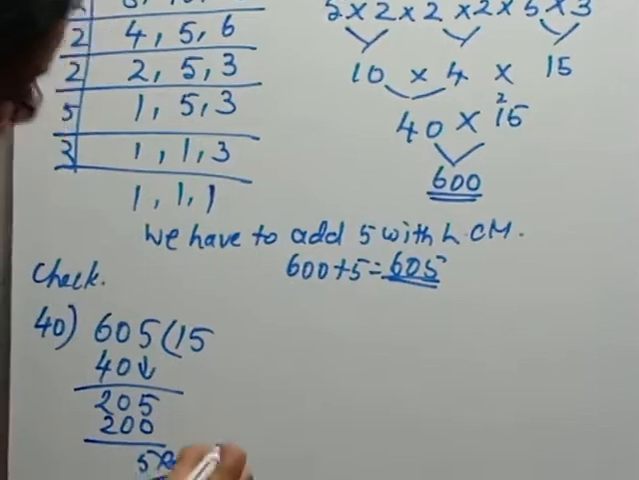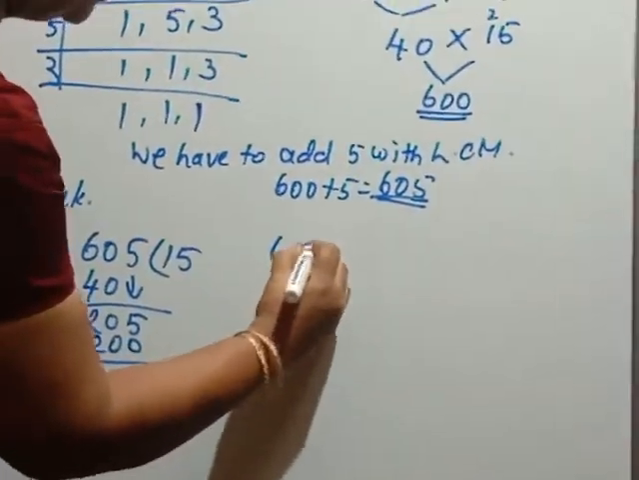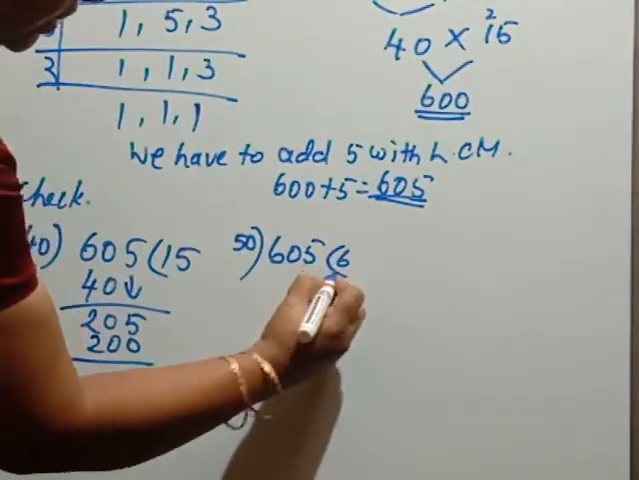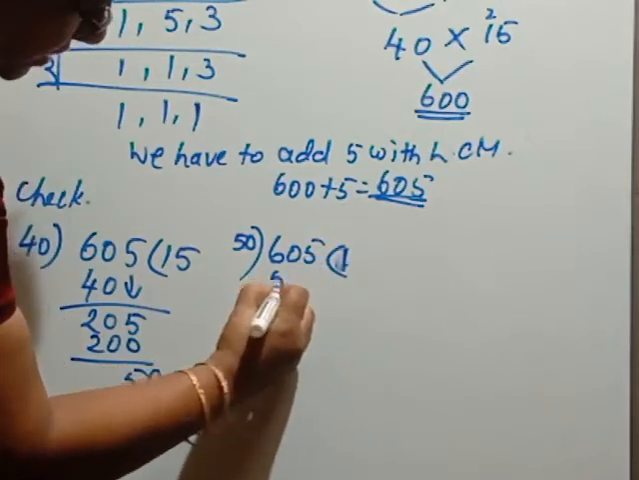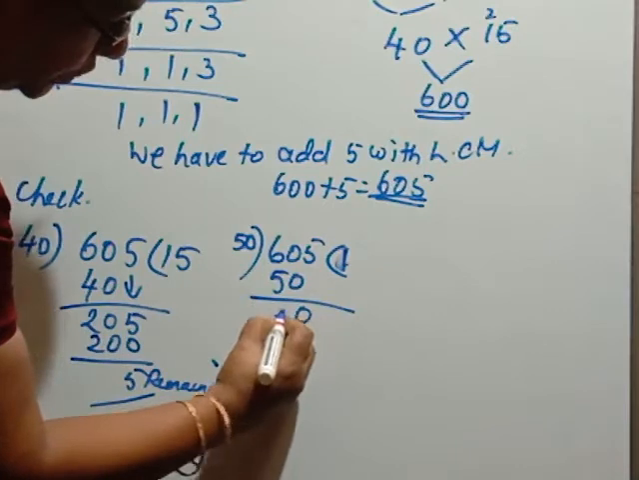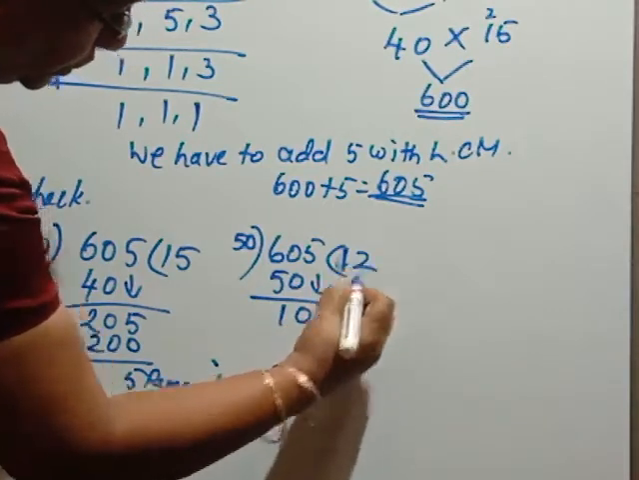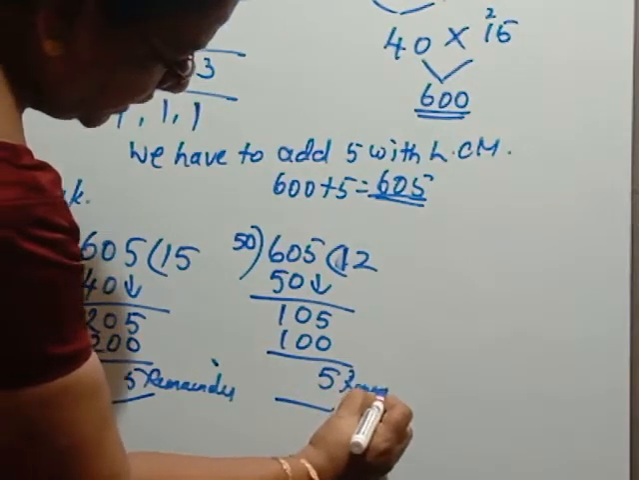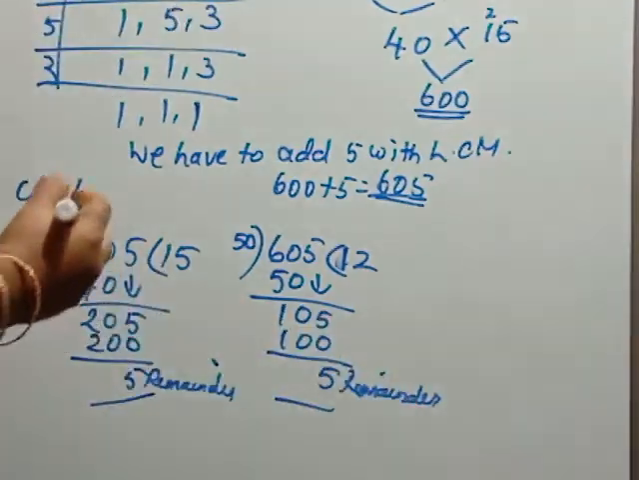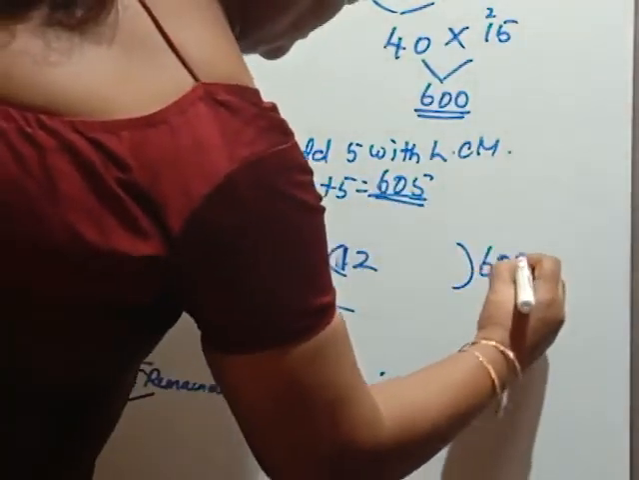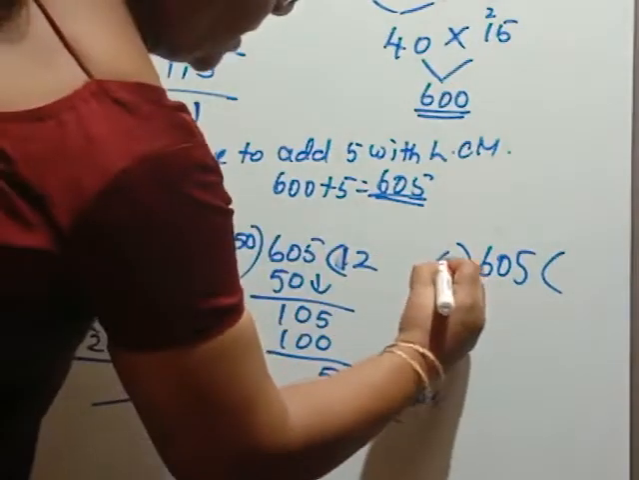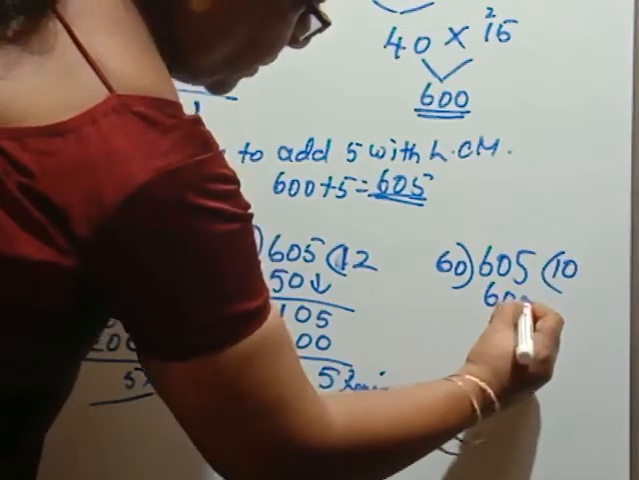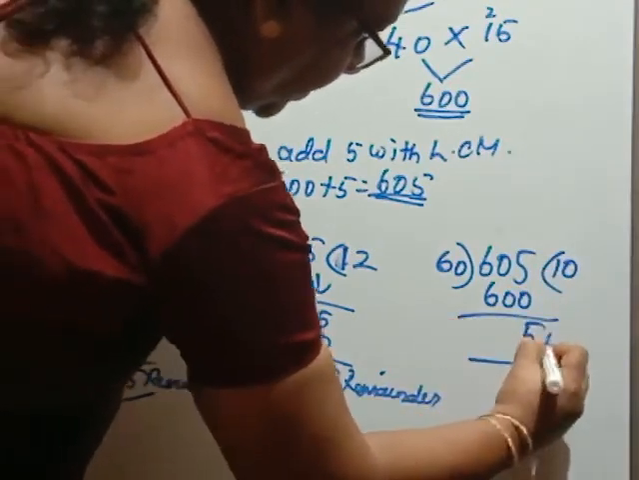Now, 605. What is the next number we should use to divide? 50. 5 ones are 5, 50 ones are 50. Bring the 5. 2 5s are 10. Now, here also 5 is the remainder. Next, 605 should be divided by 60. 60 ones are 60. Here 5 is there, so 10 times it will go, 600. Remainder 5.